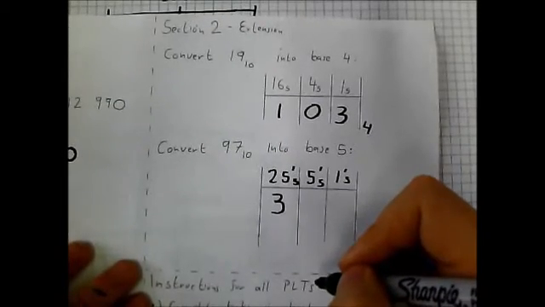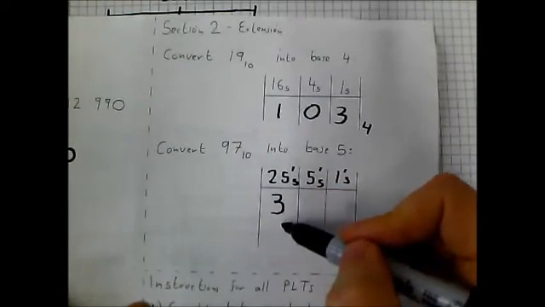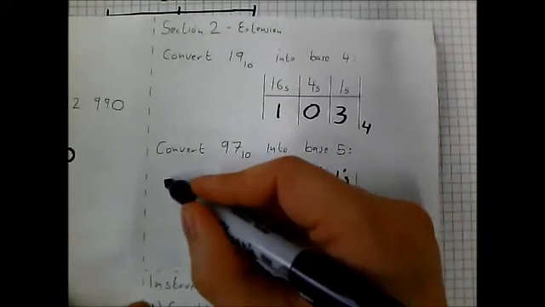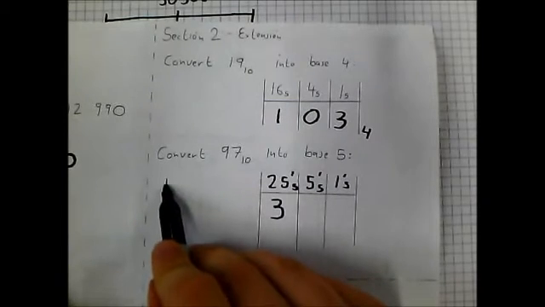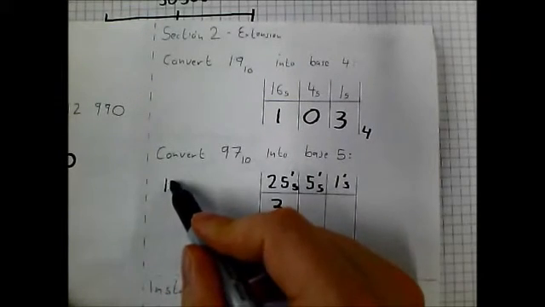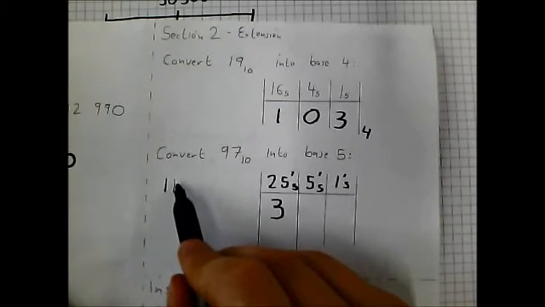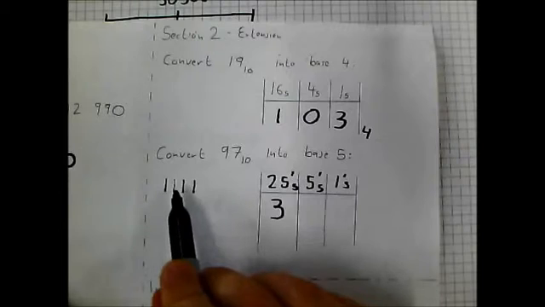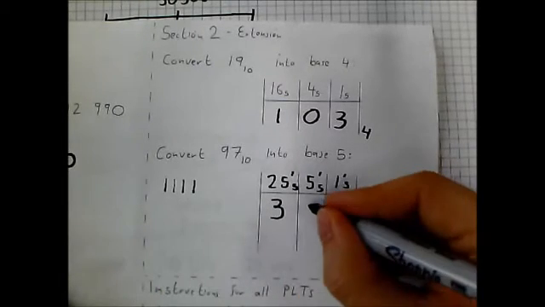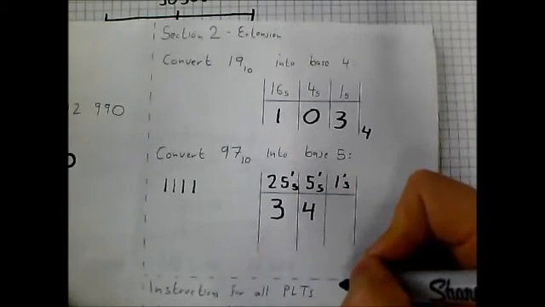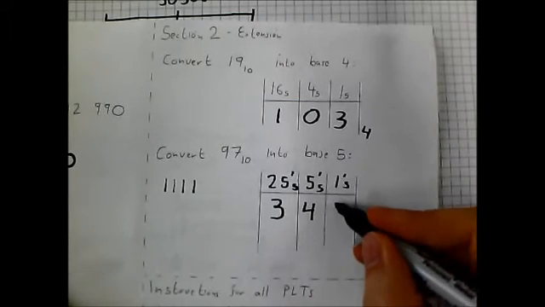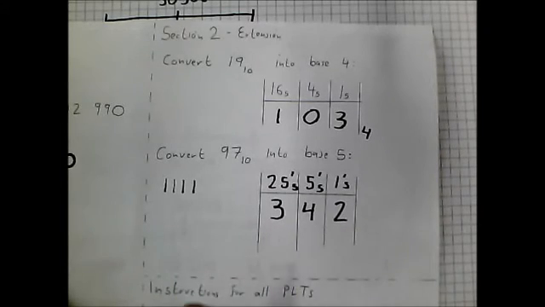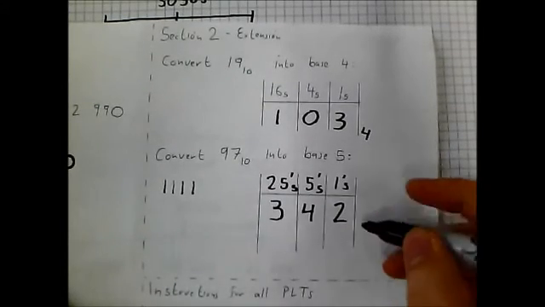Okay, so if we're at 75 now, we need to think, how many 5s do we need to get to 97? So starting at 75, we'll need 1 5, which gets us to 80, another 5, which gives us 85, 90, 95. If we have 5 in total, that would be too much. That would get us to 100. So we need 4 5s. We're now at 95. We now need 2 1s to get us to 97. So 342 is 97 base 10 in base 5.